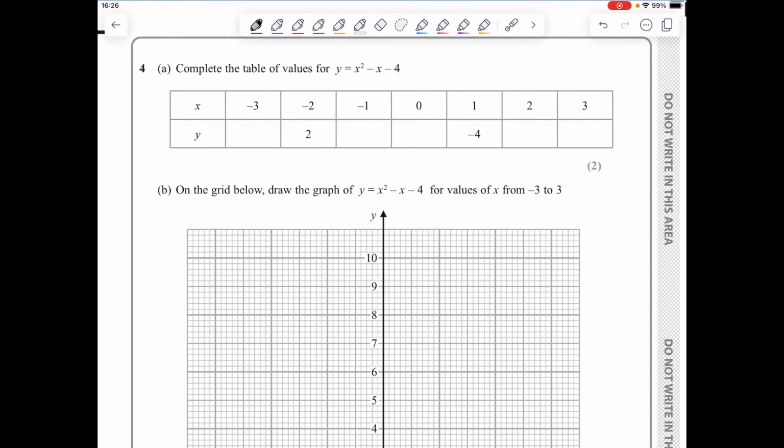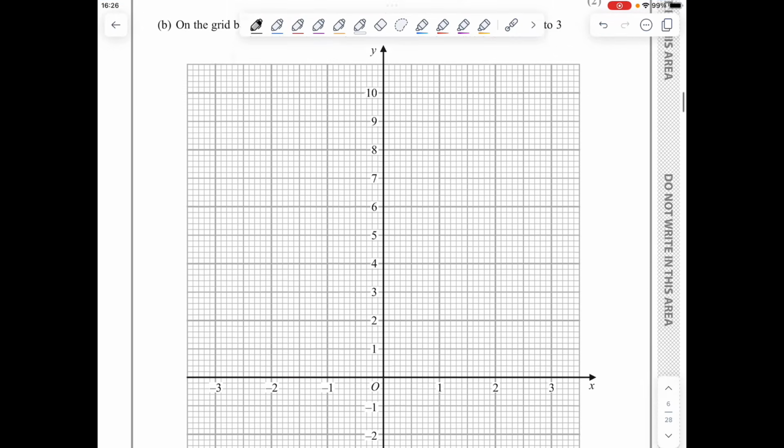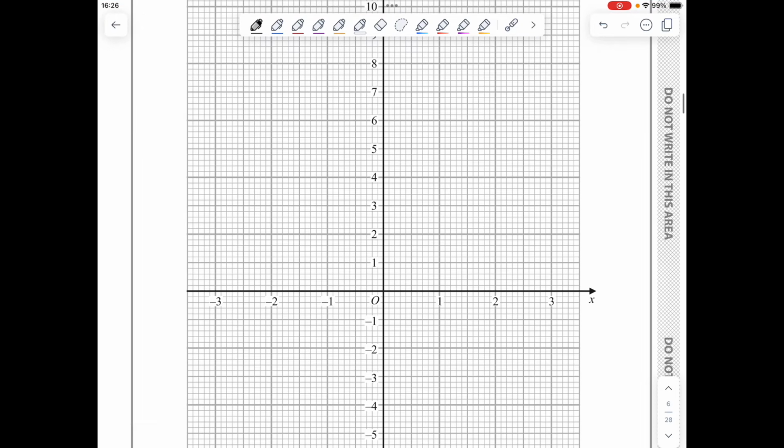For question 4, I'll start by plugging the x values into the equation to get the y values. Now minus 3 will give me an 8, minus 1 will give me a minus 2, 0 will give me a minus 4, 2 will give me a minus 2, and finally 3 will also give me a 2. And then I'll go to my grid and plot those points and then join them with a smooth curve.